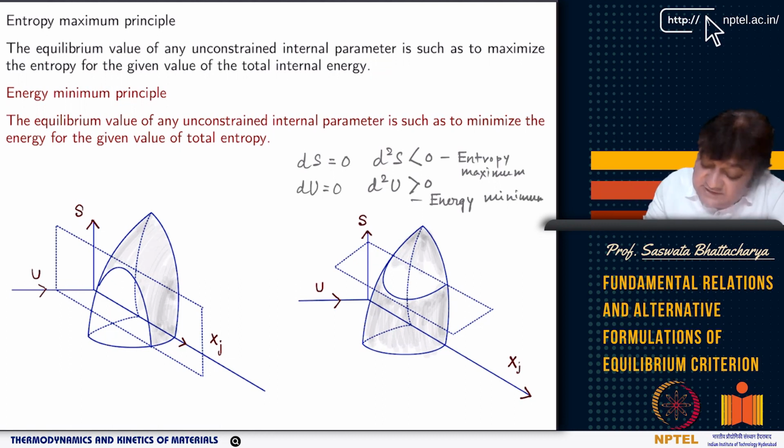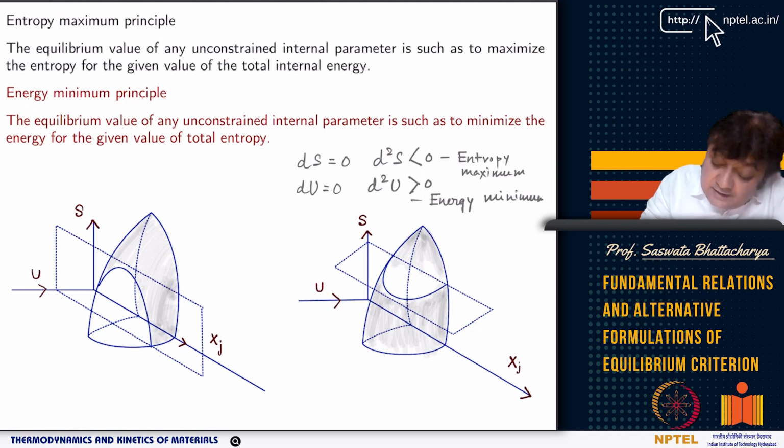However, we have also discussed that when we do the second one, we are keeping the total entropy of the composite system constant. In the other case, we are keeping the total energy of the simple composite system constant. So if you look at the principle, the equilibrium value of any unconstrained internal parameter. Unconstrained internal parameter can be U, it can be S, it can be V, N, all this.